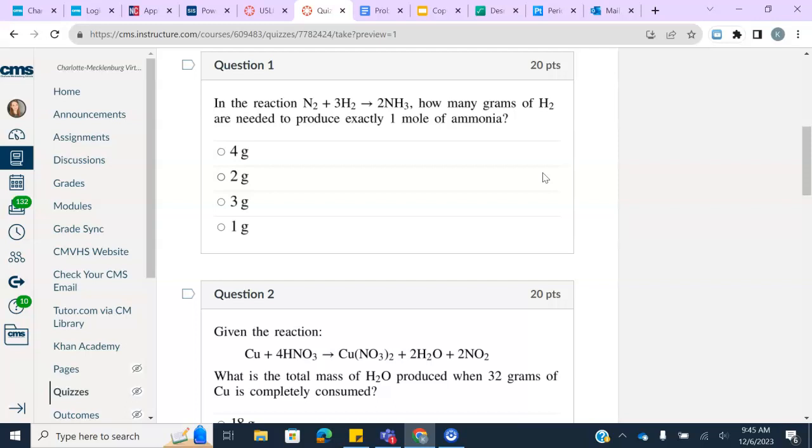Okay, now in this case, it asks how many grams of hydrogen are needed. So that's hydrogen gas because it's H2. But I know my final answer should be in grams of hydrogen. So that is the last thing I'm looking for, a gram of hydrogen. So I'm looking for a unit of grams. And what I'm starting with is 1 mole of ammonia, and ammonia is NH3. So I'm starting with a mole of ammonia, and I'm ending with grams of hydrogen.